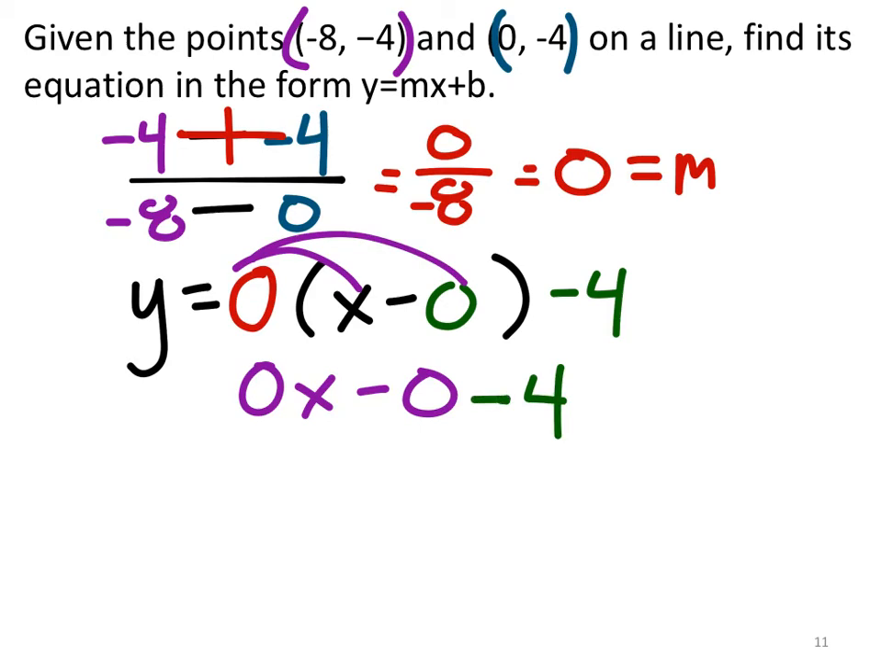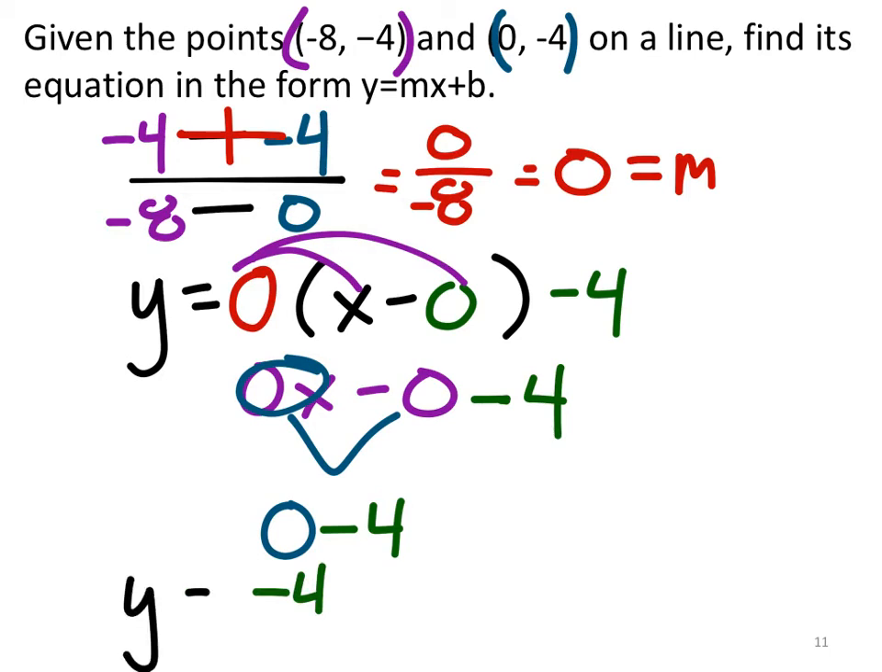Here's the great news on this is anything times 0 is 0. And 0 minus 0, if we combine these two, is 0. 0 minus 4 is negative 4. So we really just end up with y equals negative 4.